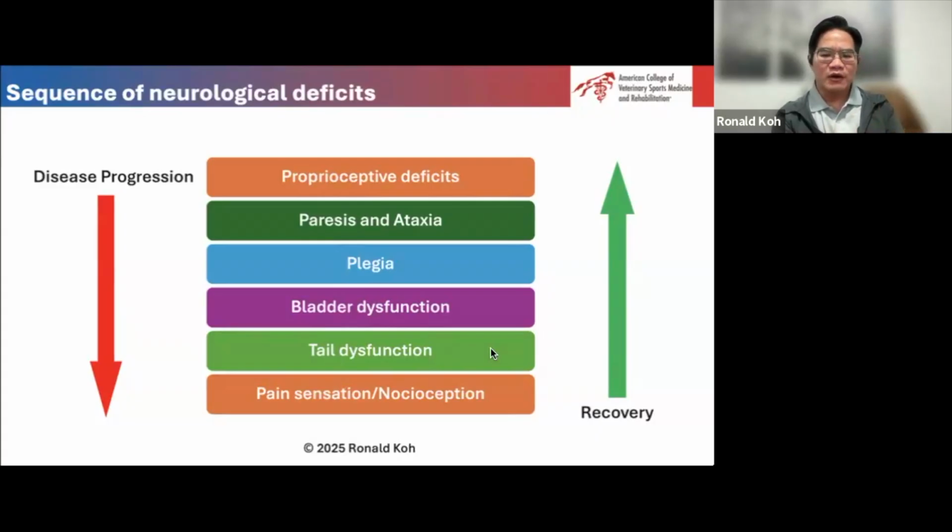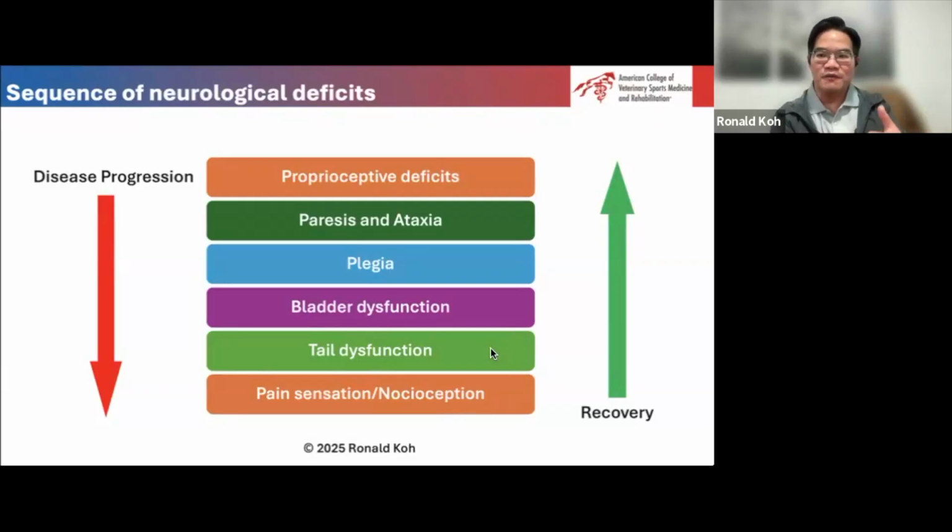Now, the recovery happens in the exact reverse order. So if the patient has lost deep pain, we need to regain the deep pain first. Otherwise, they're not going to be able to regain the other functions: the tail, the bladder, the motor, the proprioception. After they regain the deep pain, then comes the superficial pain, and then the tail function.